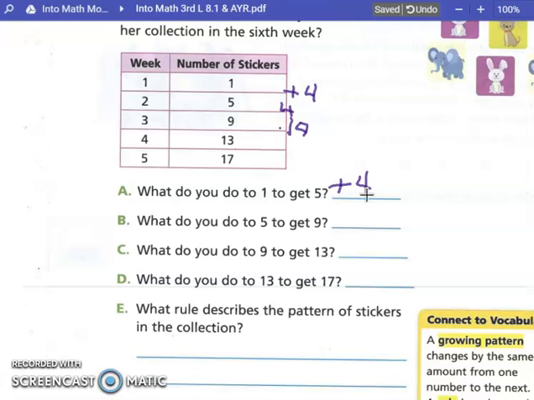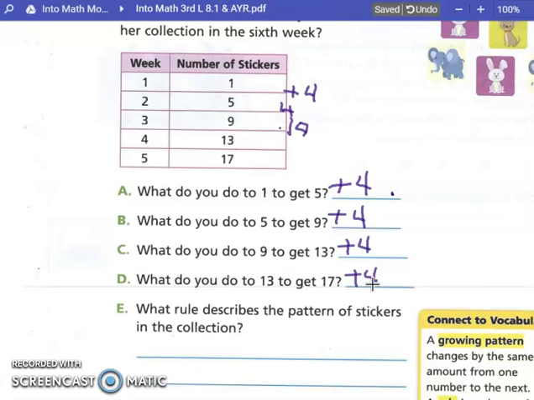What did you do to get from 5 to 9? What did we do? Added 4. What did you do to get from 9 to 13? We added 4. And what did you do to get from 13 to 17? We added 4. What rule describes the pattern of stickers? What rule do we use?